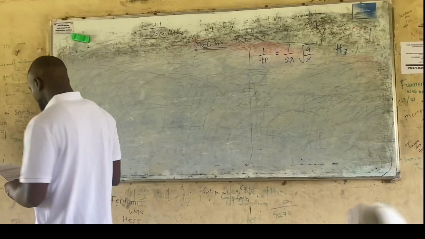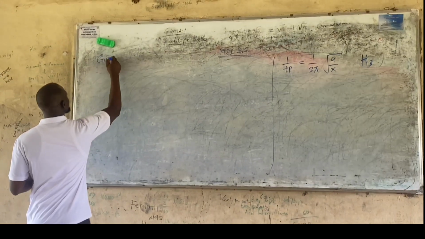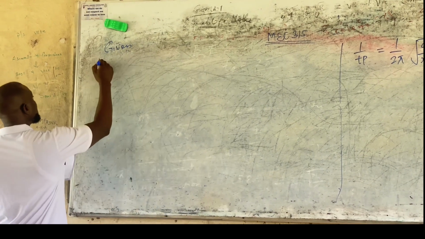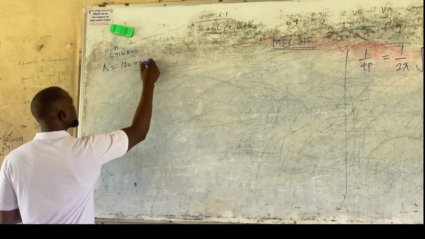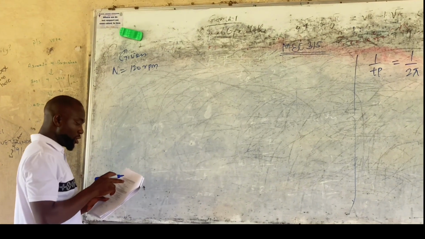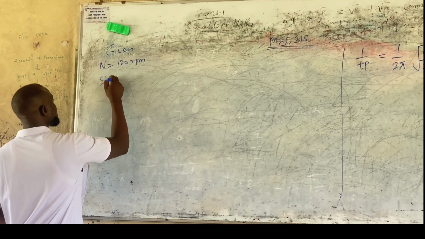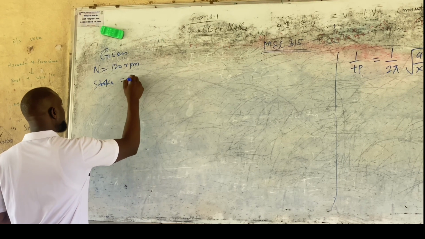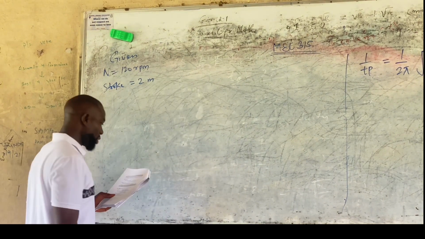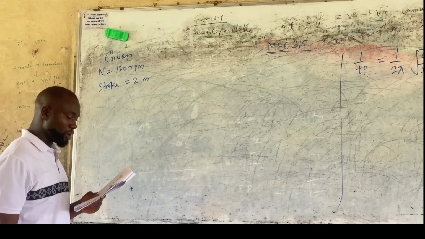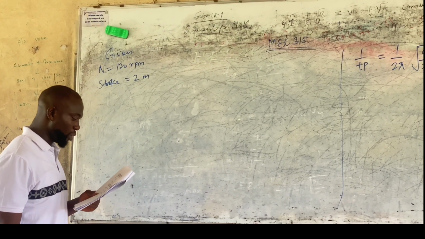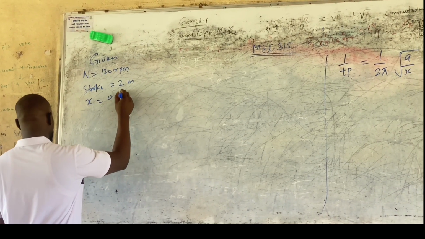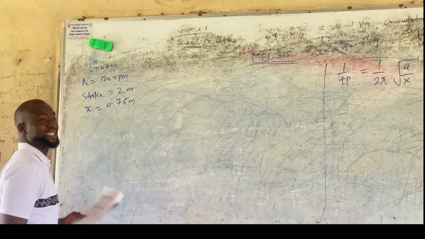Let's write out the values we have been given. The crank rotates at 120 RPM, with a stroke of 2 meters. Find the velocity and acceleration of the piston when it's at a distance of 0.75 meters from the center.